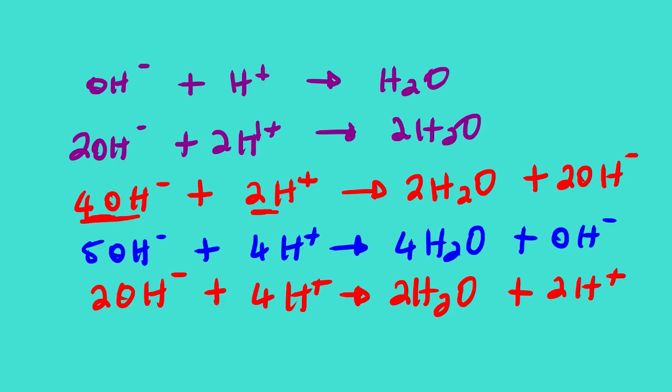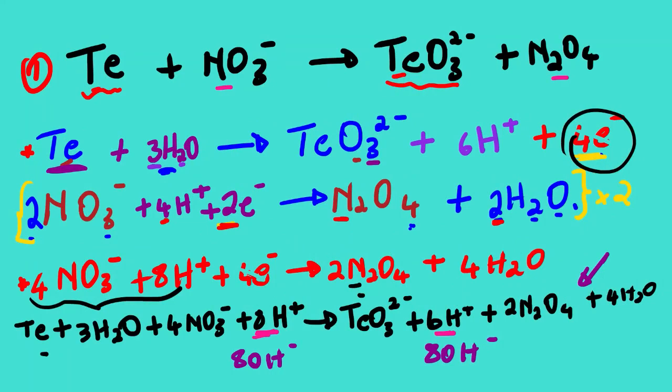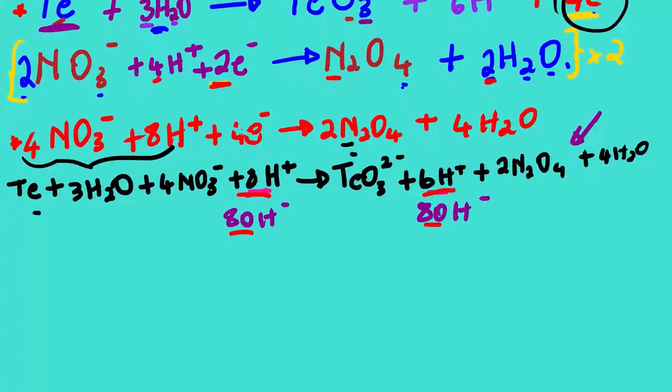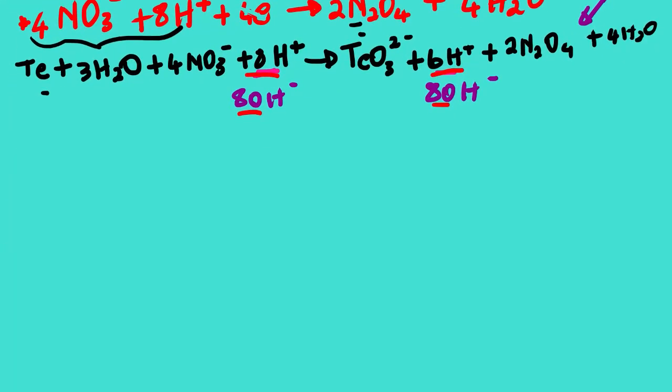So this is what we must apply in our equation. You can see that here we have 8OH minus and 8H plus, so we are going to have the product of 8H2O. Then in this case we have 6H plus and 8OH minus, so you are going to have 6H2O plus 2OH minus. That's how we are going to form our water molecules. Now let's go ahead and continue.